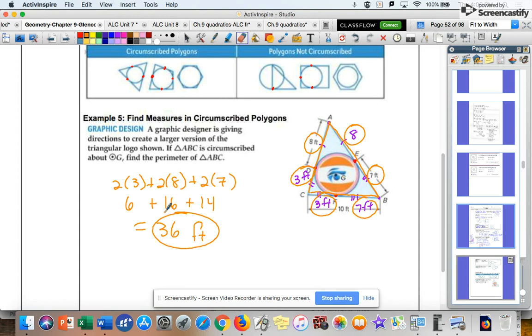That's a particularly large logo, now that I'm thinking about it, but maybe it's on the floor of something or on the wall or something like that. In any case, those are our units, and that totals to 36 feet.